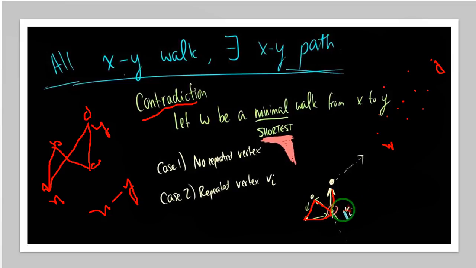But you can also go directly from this to this. So we have 2 different cases. In case 1 you cannot repeat the vertices. In case 2 you can repeat the vertices. This is just for your information on how you can make a walk from x to y.